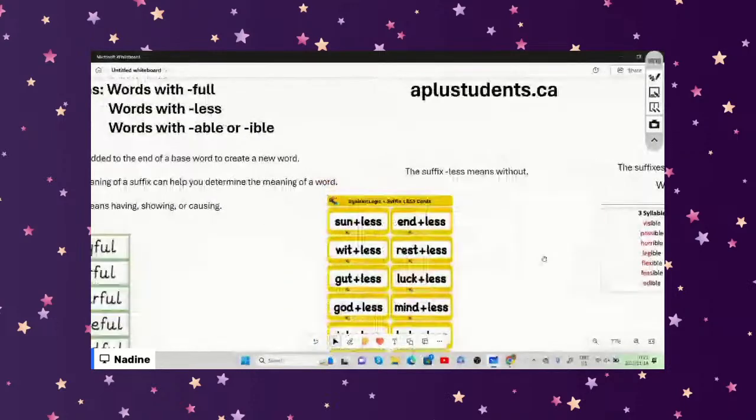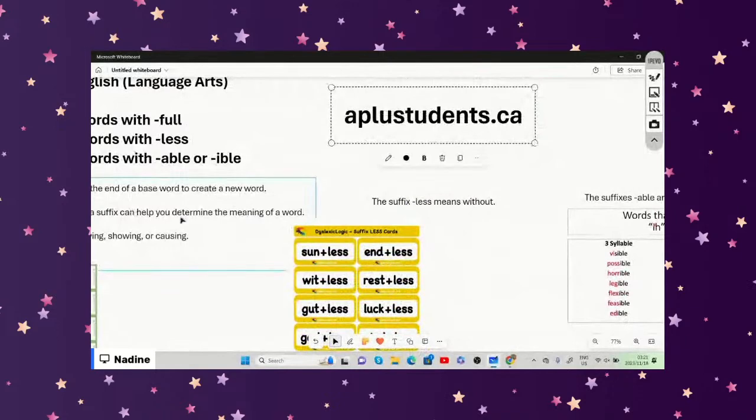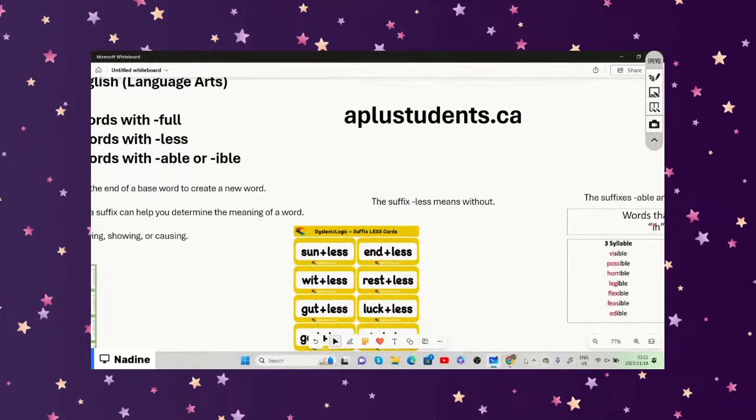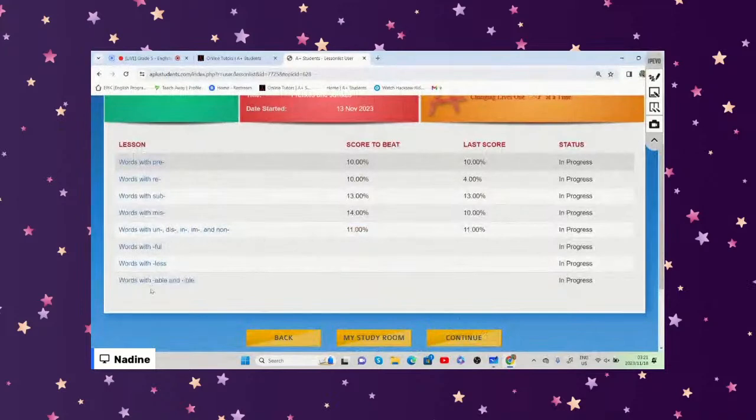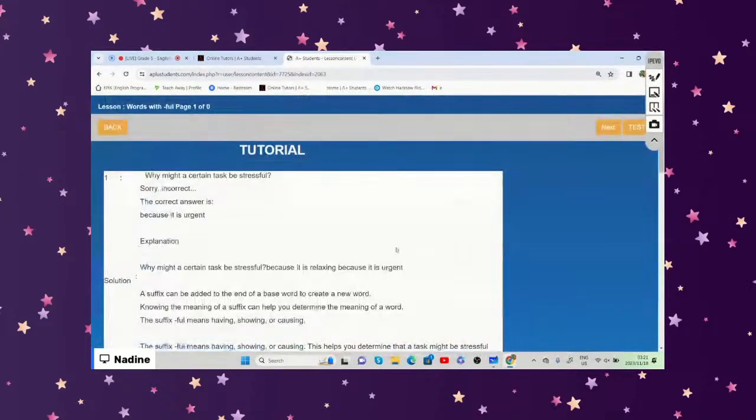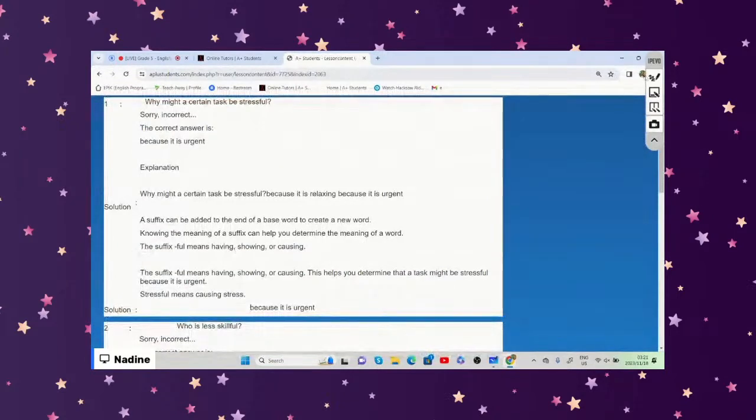And we are doing our tutorial lesson on aplusstudents.ca. So let's go to our tutorial lesson on aplusstudents.ca, and we're going with words with full. And we said that a suffix can be added to the end of a base word to create a new word, right? And knowing the meaning of a suffix can help you to determine the meaning of a word. And once again, the suffix full means having, showing, or causing. Remember, it doesn't mean all of it at once. It is either having, it's either showing, or it's either causing.